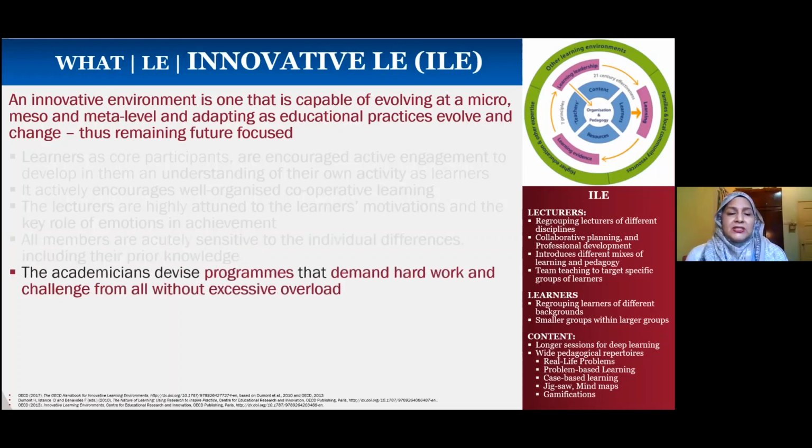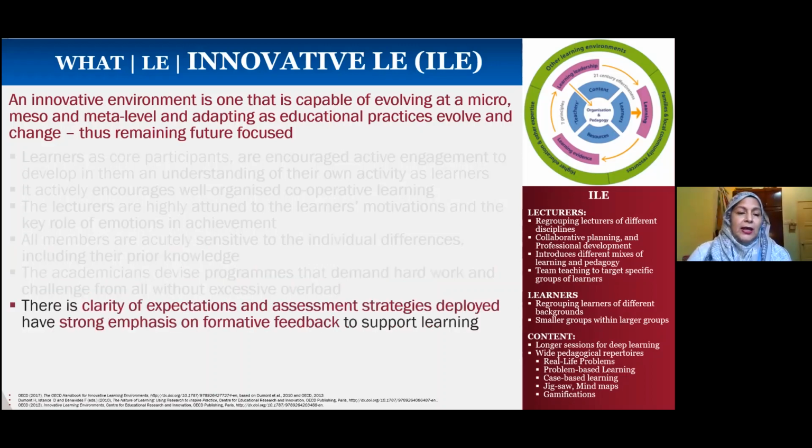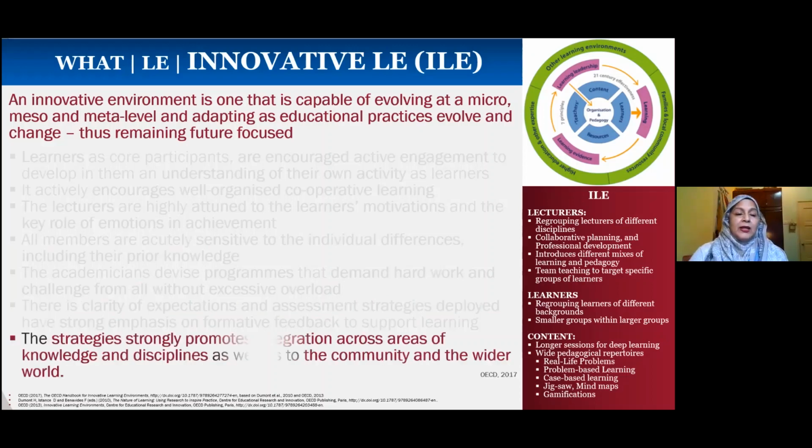The academicians devise programs that demand hard work and challenge from all without excessive overload. And there is clarity of expectation, and assessment strategies are deployed with strong emphasis on formative feedback, which should be given very, very regularly to the students as well as to the staff about their performances. The strategies strongly promote integration across areas of knowledge and disciplines, as well as the community and the wider world.